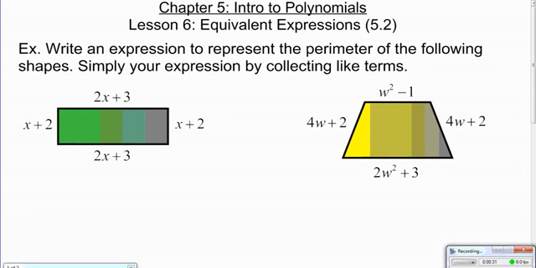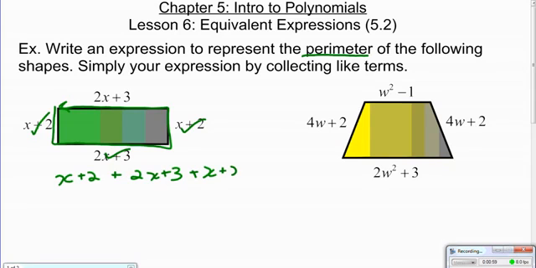So just to start, we're going to do a couple examples where it says, write an expression to represent the perimeter of the following shapes. And then we're going to simplify by collecting like terms. So remember that perimeter means if you walked around the outside edges, how far do you travel? So it's going to be each side added up. Okay? So we can go x plus 2 plus 2x plus 3 plus x plus 2 plus 2x plus 3.